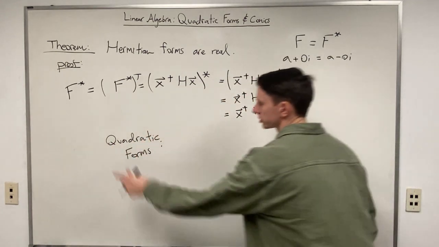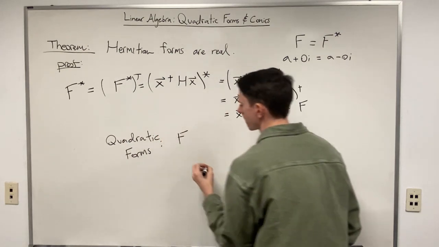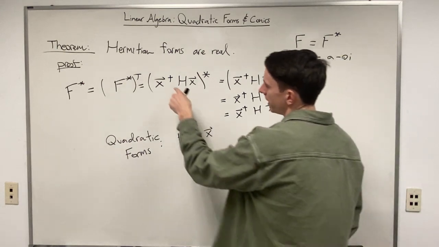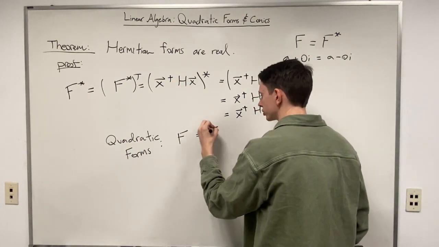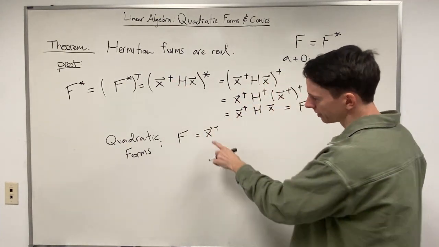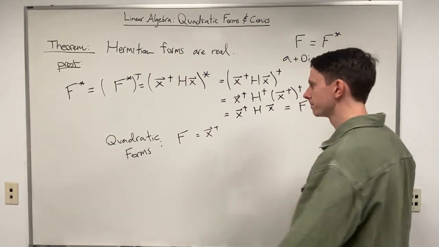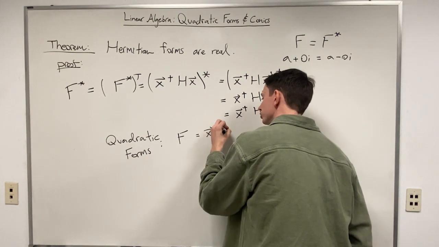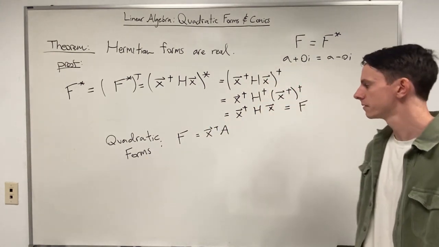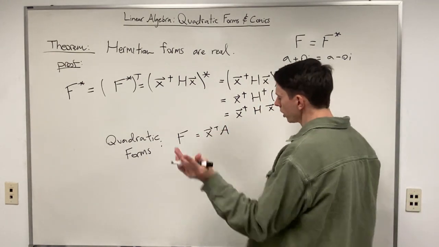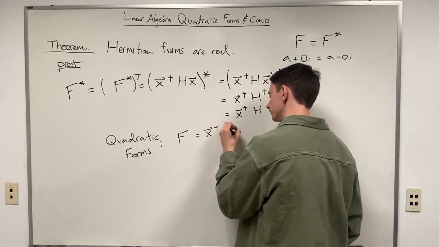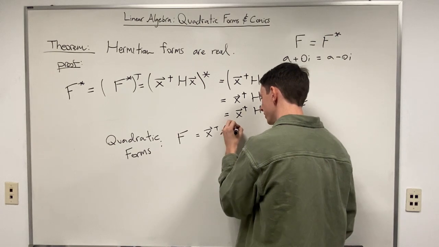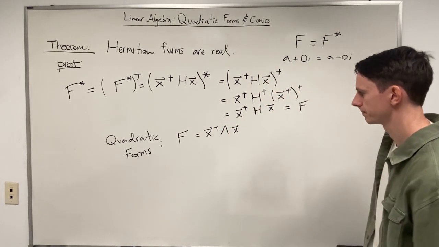And I'll still write this scalar quantity f. It will equal, rather than x dagger, I'm just going to write x transpose, making the assumption that our vector is real valued. Now, instead of having a Hermitian matrix H, I'm just going to have some real symmetric matrix, which I'll call A. Again, we could call it whatever we want, but we're just going to emphasize that this is real and symmetric. And then a vector x right here.